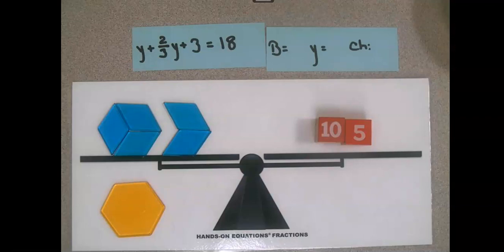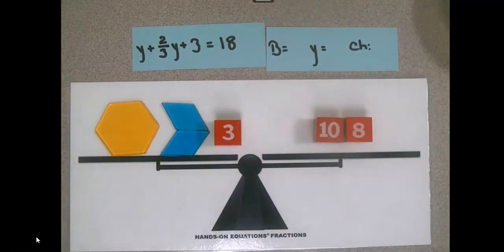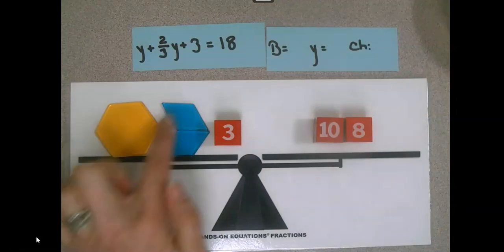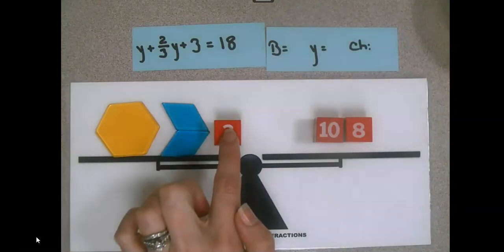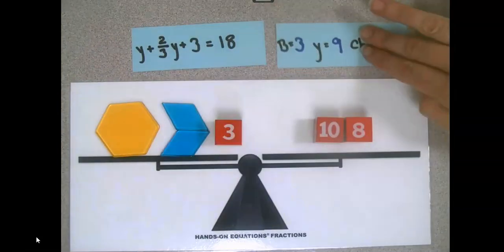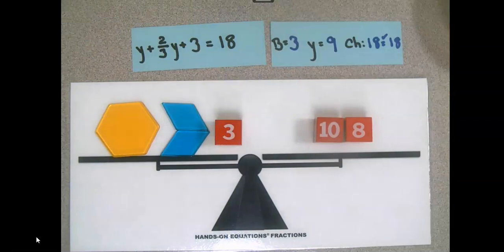setup for our check. So this is our original setup, and if we do our check, yellow is worth 9, blue is worth 3, so 9, 12, 15, and 3 is 18, and on this side we also have 18. So our solution to this problem is blue equals 3, yellow equals 9, and our check is 18 equals 18.